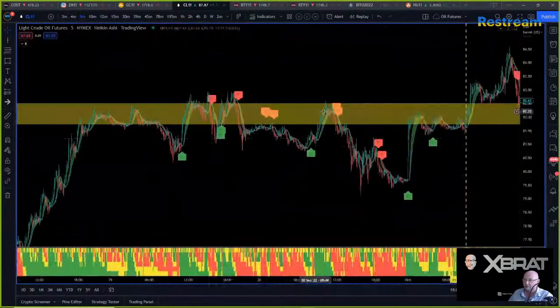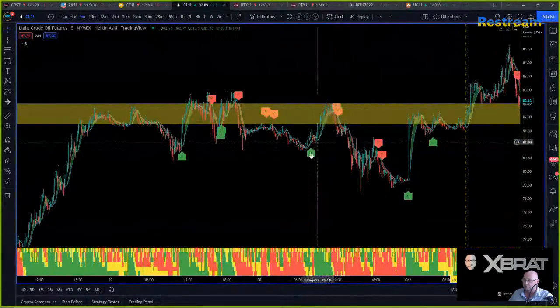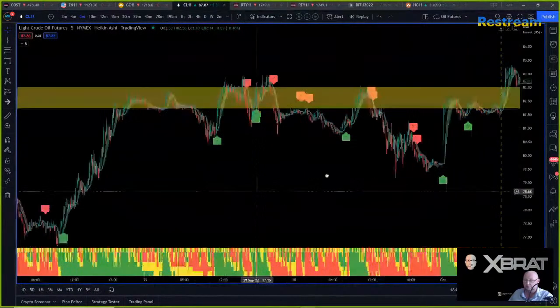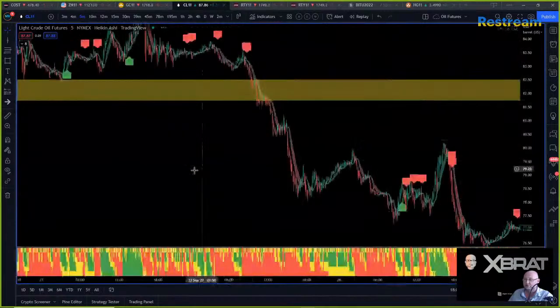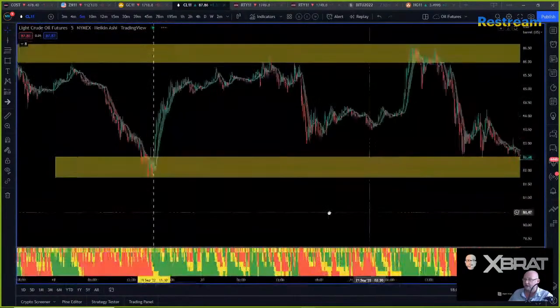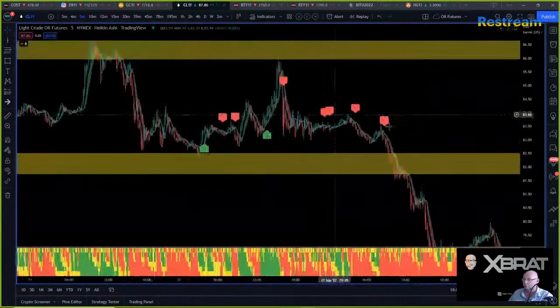Okay. I mean, look here. 5 and 6-star short comes into that resistance zone. Get the short signals, go short. Okay. There's a lot of signals here. And this is just me going very, very quickly through oil.